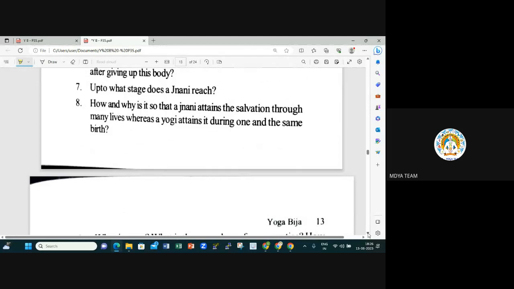It is a very important question here. The eighth one. If you are telling, what are the discussions? Many questions are put by the goddess Parvati. Then Lord Shiva will describe what is a Jnani, what is a yogi.